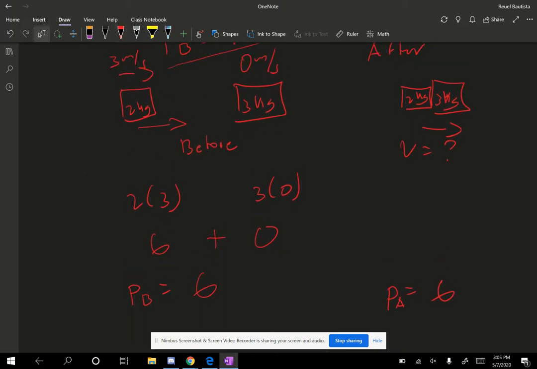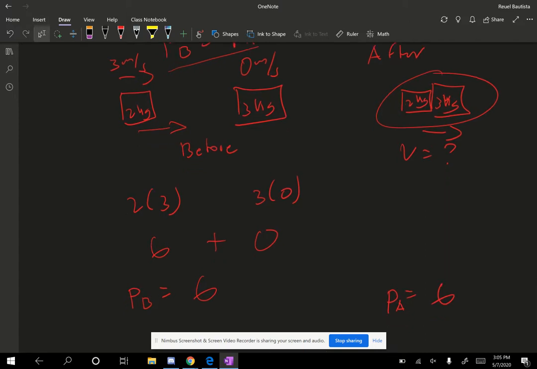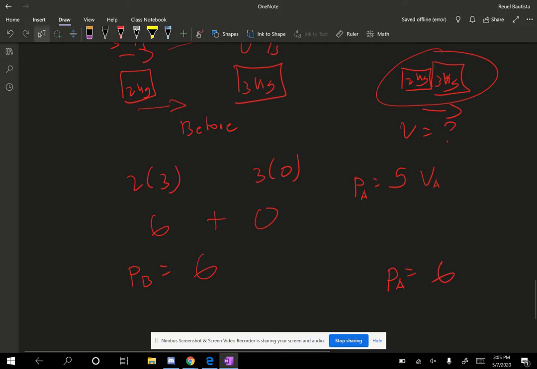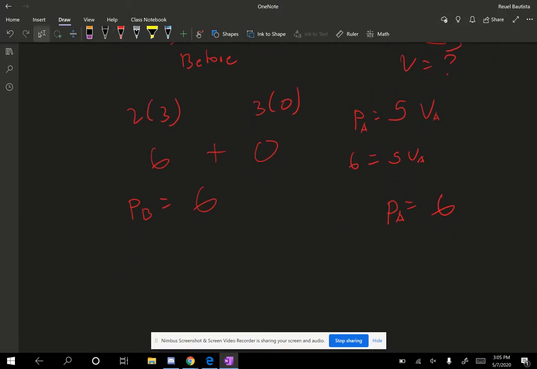Since they stuck together, we can treat this as one object with a mass of 5, because 2 plus 3 is 5. So the momentum after is going to be the mass of the two objects, which is 5, times the v after. We're going to solve for the v after. We know the momentum has to be 6 because momentum is conserved. So we can solve for VA, and it's going to be 6 over 5, or 1.2 is equal to VA.